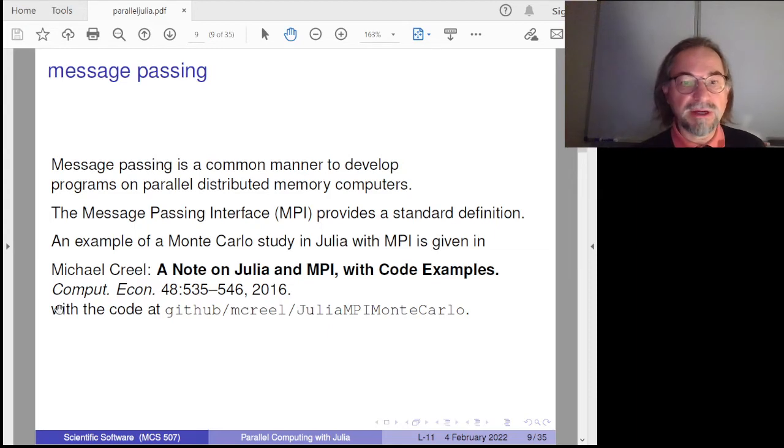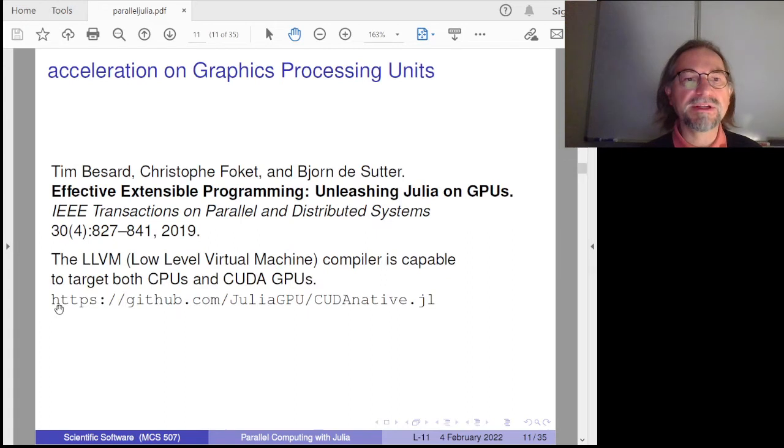So there is Julia and MPI with coding examples. This reference might be a little bit dated now, but in short, how do distributed memory processors communicate with each other? They communicate with each other by passing messages. Then there is GPU acceleration. Here is another reference.